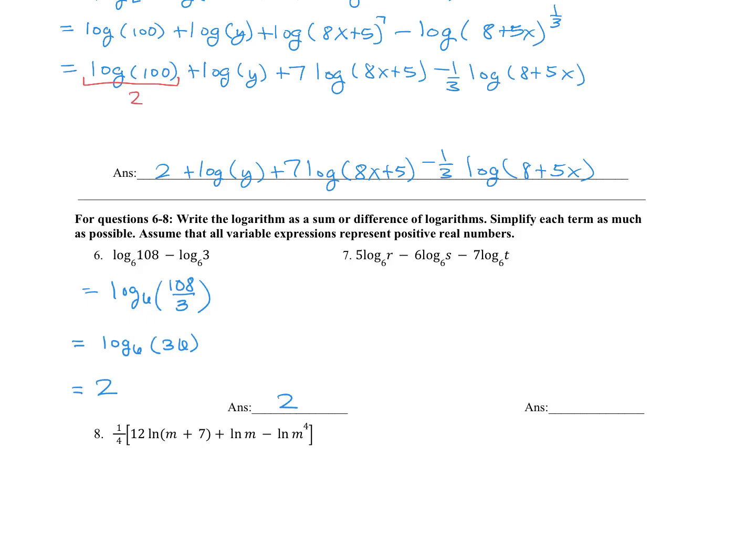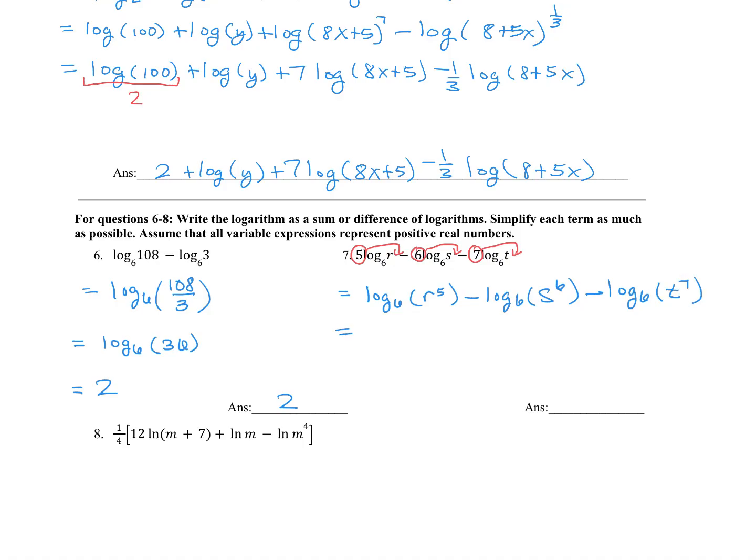For the next problem, you'll notice that we have coefficients on our logarithms. So we're going to first bring those up as exponents. So this 5 comes up as a power, the 6 comes up as a power, and so does the 7. So this is log base 6 of r to the 5th, minus log base 6 of s to the 6th, minus log base 6 of t to the 7th power.